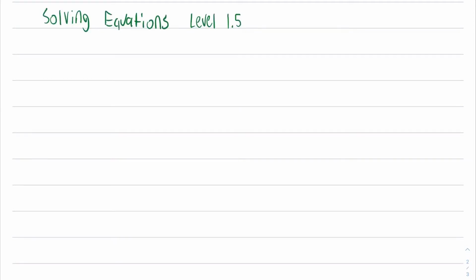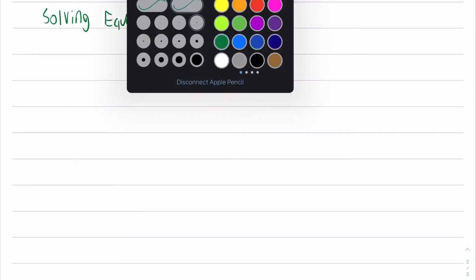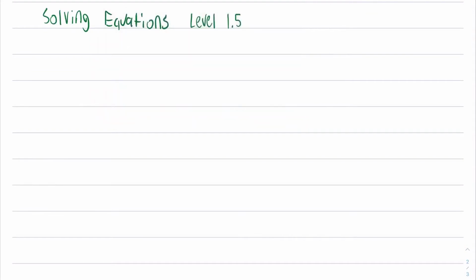Hello everyone, in this video we're going to be solving equations and I would consider this difficulty level 1.5. Difficulty level 1 is just whenever you had to either add or subtract or multiply or divide. In today's lesson you're going to have to do more than just one step to get to the answer. But before we get to that, let's just remind ourselves what the goal is.